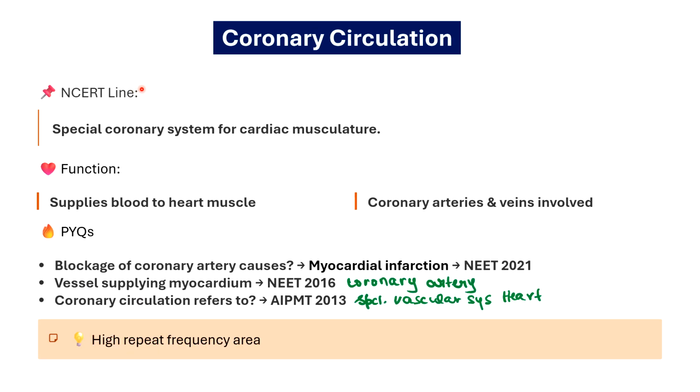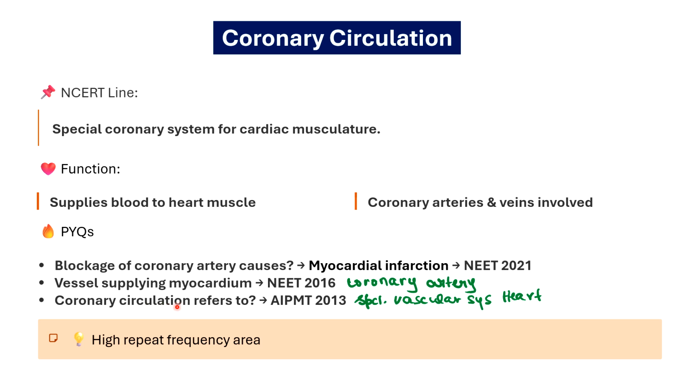Next is coronary circulation. It is a very simple topic. Coronary circulation refers to the circulatory or vascular system specifically for the heart muscles. In common language, it means the blood vessels that supply oxygenated blood to the heart and carry out deoxygenated blood from it. The coronary arteries and coronary veins together form the coronary circulation.